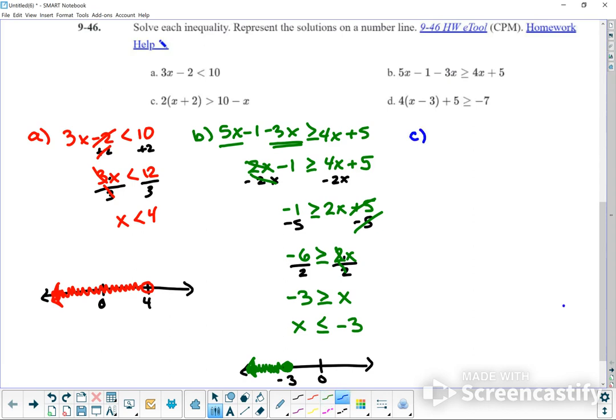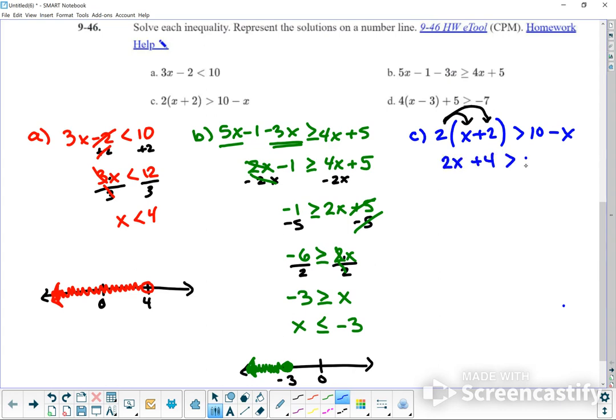C, that one's actually pretty tough. B, 2 times (x plus 2) greater than 10 minus x. Okay, you're going to go ahead and do the distributive property. You're going to take the 2 and distribute it to x. Take the 2, distribute it to positive 2. That's going to give you 2x plus 4.